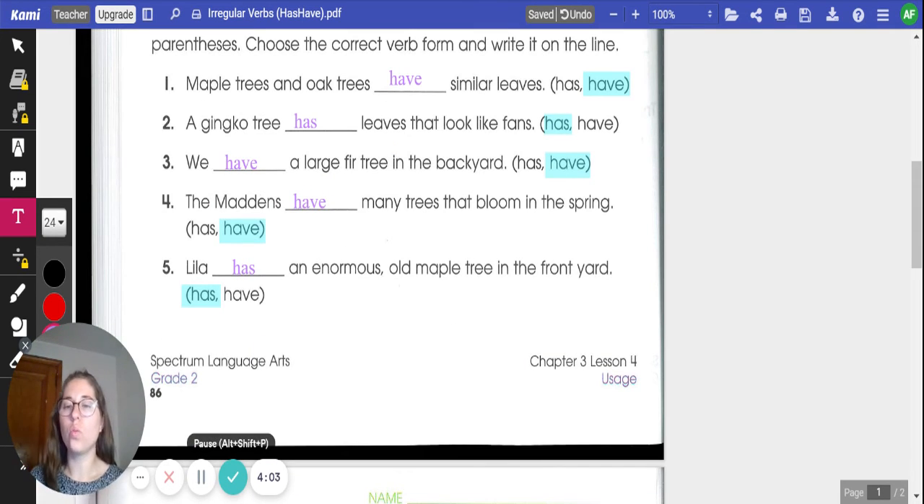Okay, number 3, we have a large fir tree in the backyard. We should have chosen have because we is a plural subject, is more than one person. Number 4, the Maddens have trees that bloom in the spring. Again, our subject is plural, so we would use the form have. And number 5, Lila has an enormous old maple tree in the front yard. We would choose has because Lila is a singular subject.